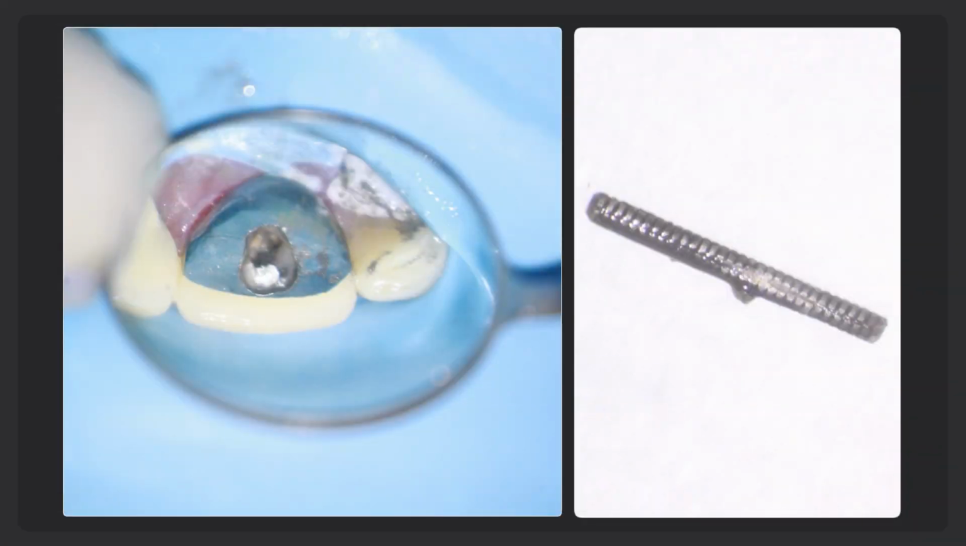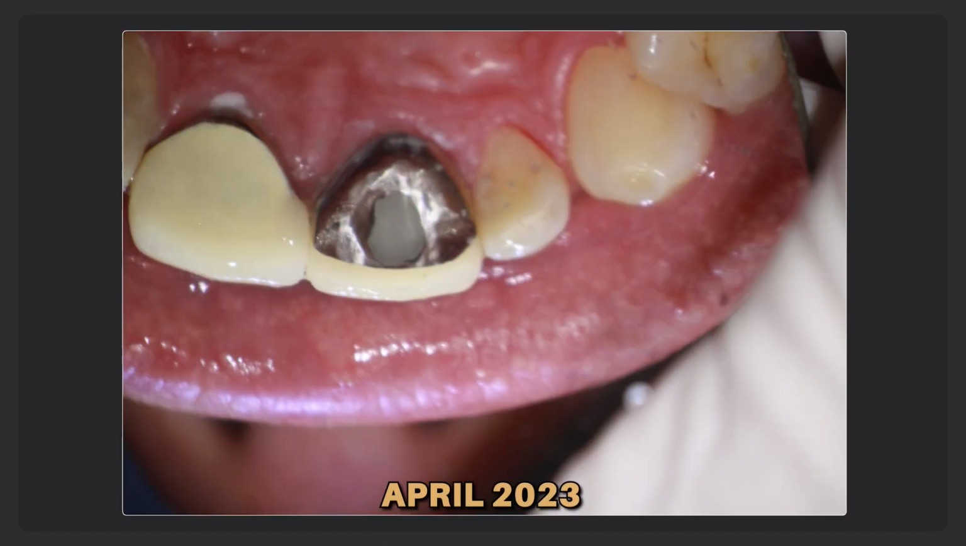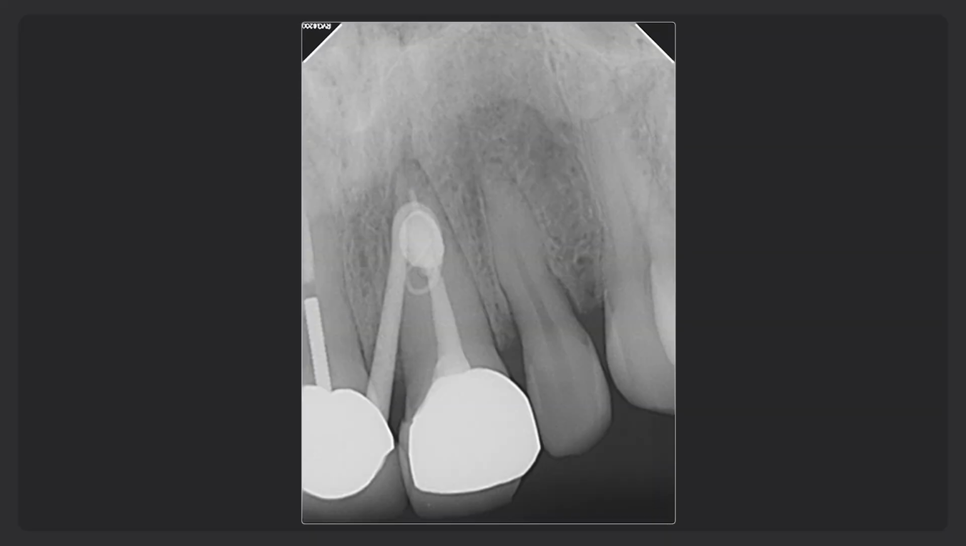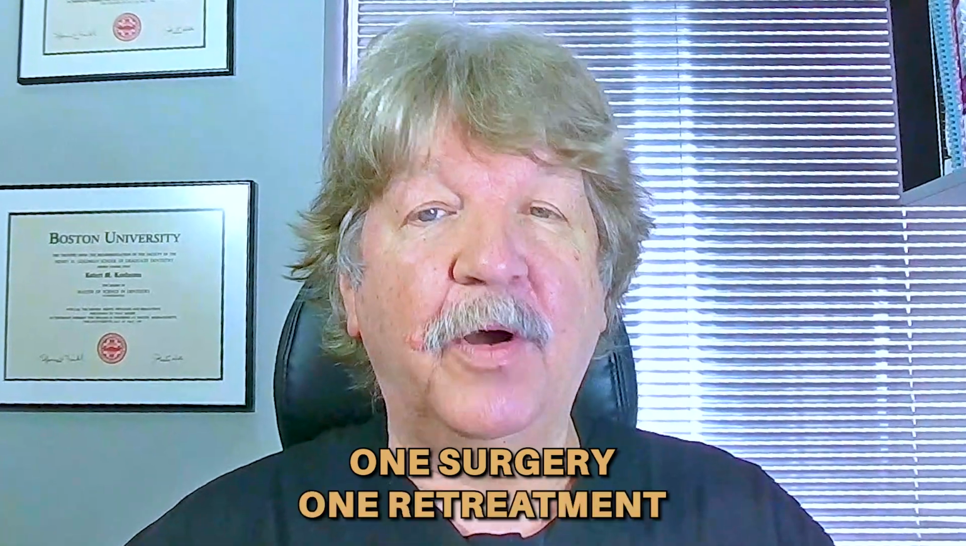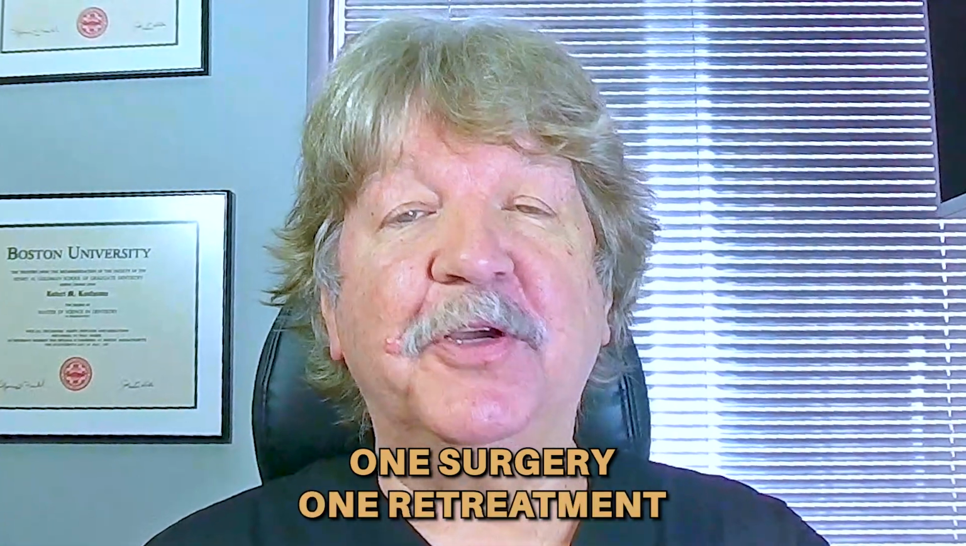The post was removed through the crown, and the coronal canal area was conventionally retreated in April of 2023. In June of 2023, the patient then returned again with a similar situation and a draining buccal sinus. He also had chipped the distal incisal part of the crown. The sinus was again traced to the midroot. The patient had already undergone one surgery and one retreatment, and I was fortunate that he was a very compliant and a really good-natured fellow.